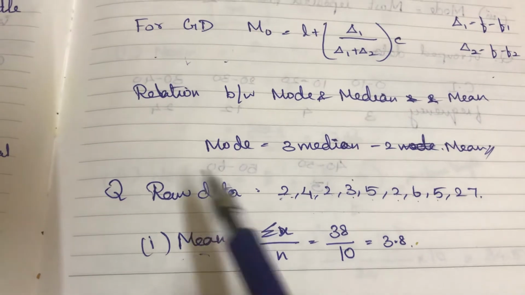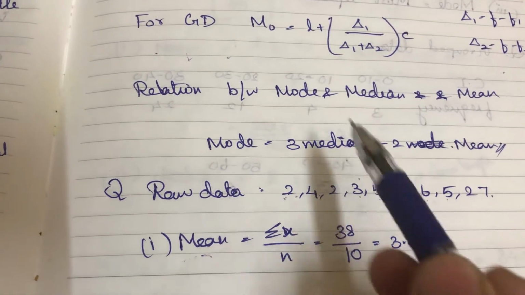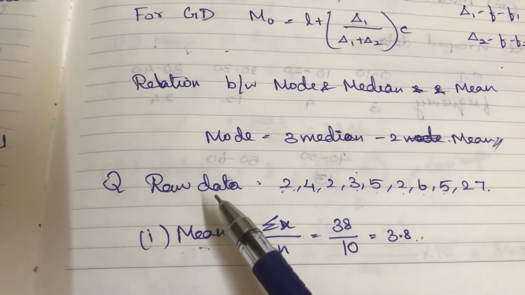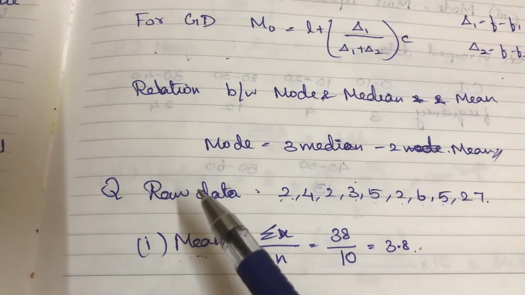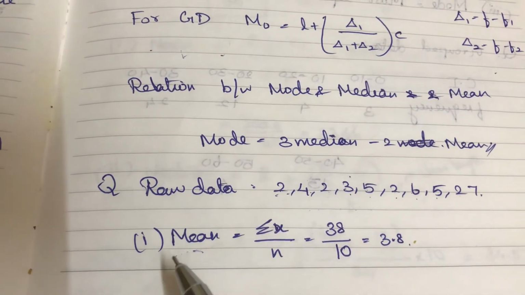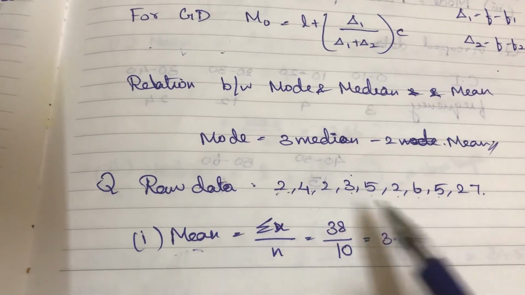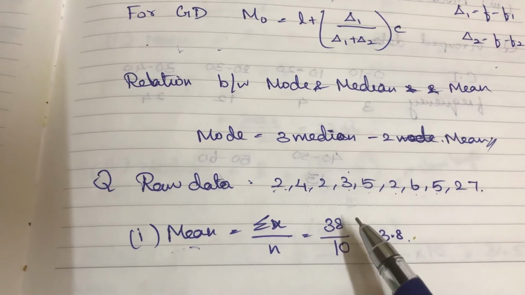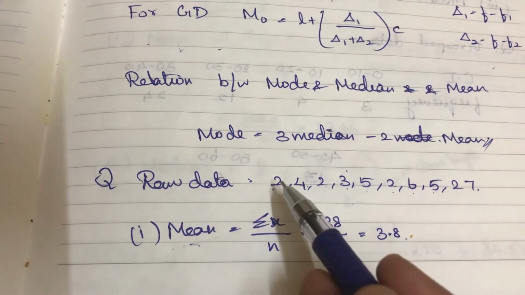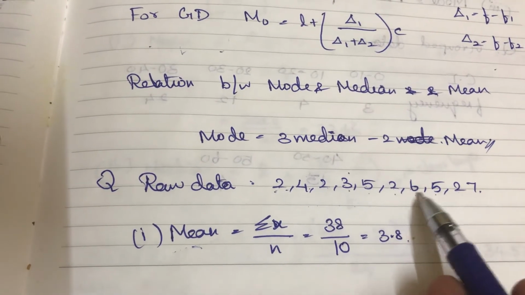Okay, let's see a problem which includes these three things. They have given raw data which is unarranged and ungrouped actually. So they have given the numbers. We need to find the mean. If you sum all these numbers, it will be 38. 1, 2, 3, 4, 5, 6, 7, 8, 9, 10.